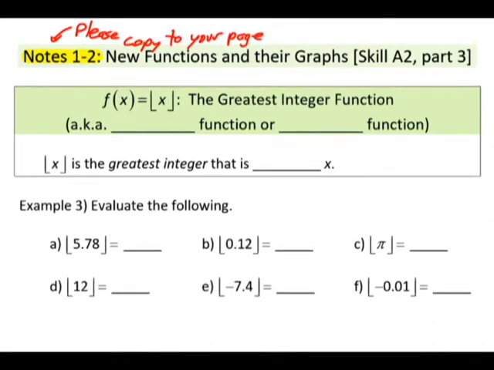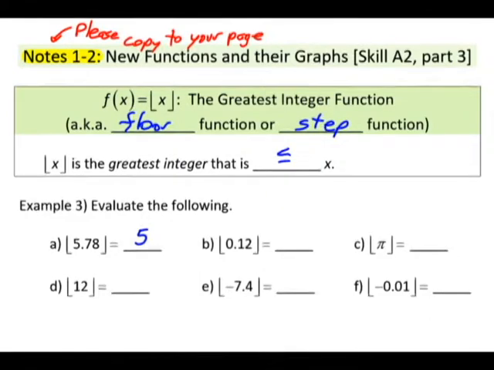The first function we're going to learn is the greatest integer function. The notation looks like absolute value bars, but with feet. This is also known as the floor function, or the step function. We'll see why later. The definition is that floor of x is the greatest integer that is less than or equal to x. For example, the greatest integer that is less than or equal to 5.78 is just 5.